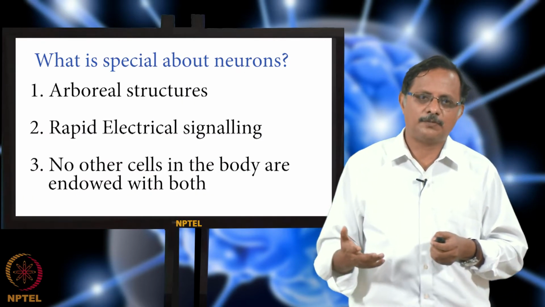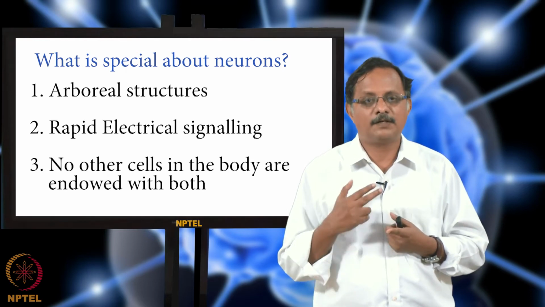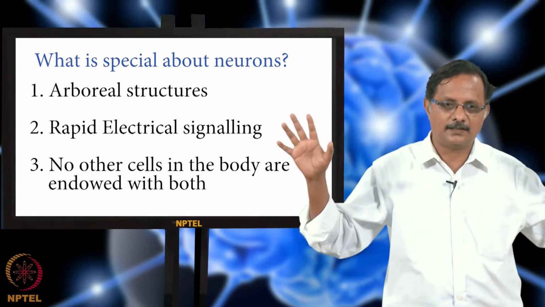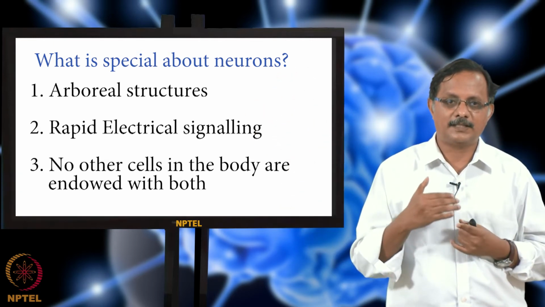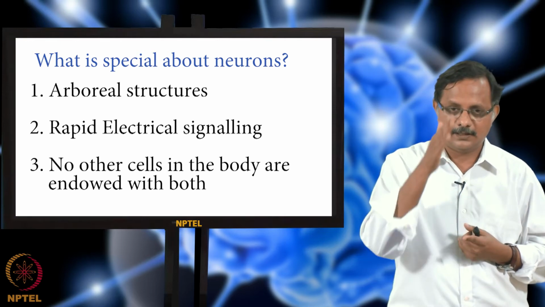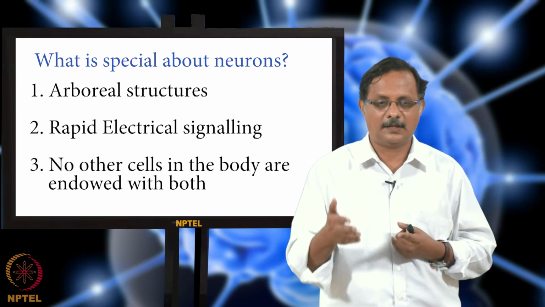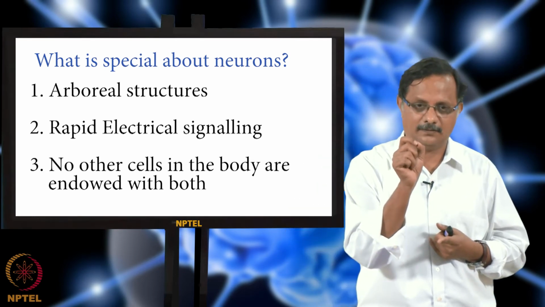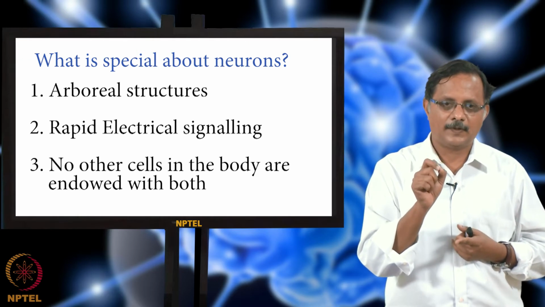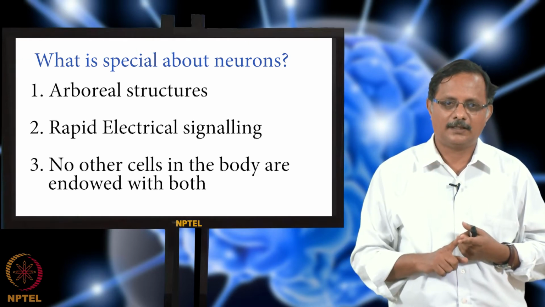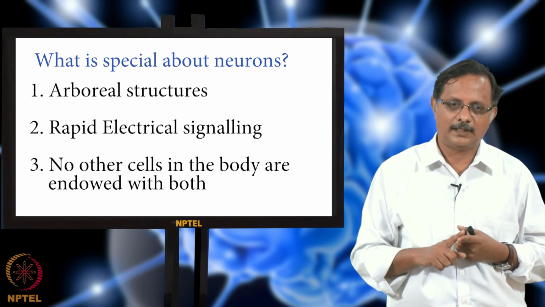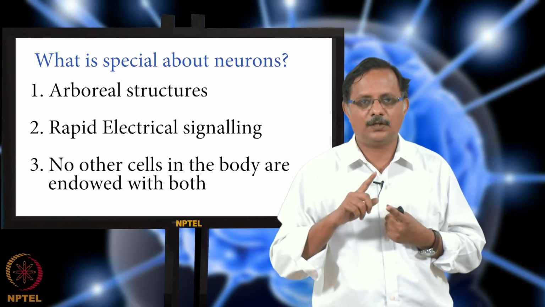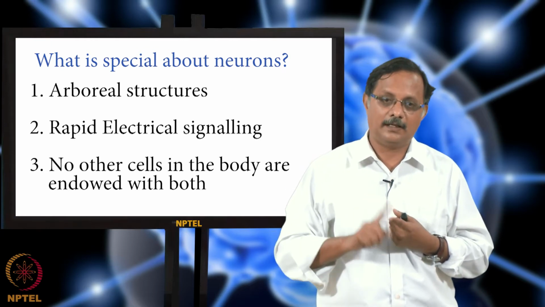But then what is so special about neurons? Well, there are only two main distinguishing features of a neuron compared to other cells. They have these arboreal structures, these wires sticking out of them, and they can exhibit rapid electrical signaling. We have seen that the sharp action potentials, the sharp electrical spikes, are each only about 1 millisecond wide. So these signals are very rapid. No other cell in the body can display both these properties. No other cell in the body has such rich arboreal branching structures. Secondly, no other cell in the body can exhibit such rapid electrical signaling.